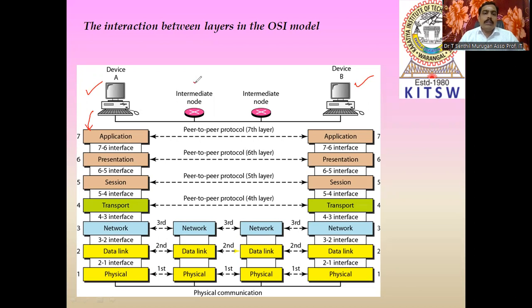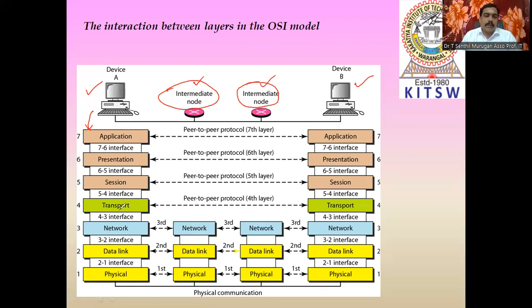In between, two intermediate nodes are there. Intermediate nodes may be a router or switch or some other nodes, whatever it may be. So here two intermediate nodes are there. The message will cross these intermediate nodes, and only then will it reach the destination. So this is the layer communication.